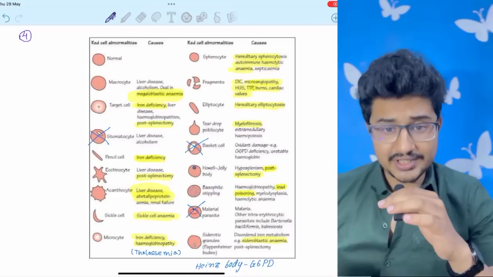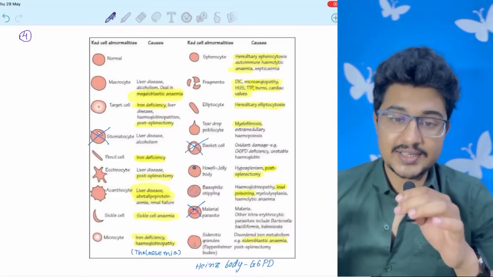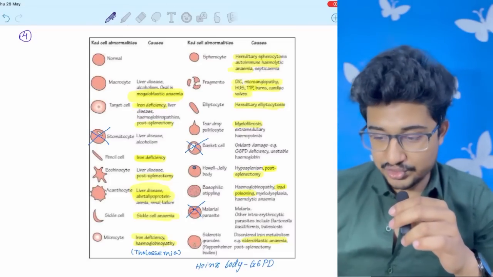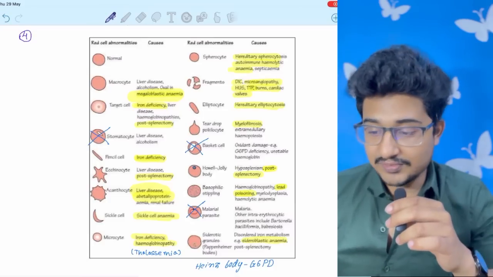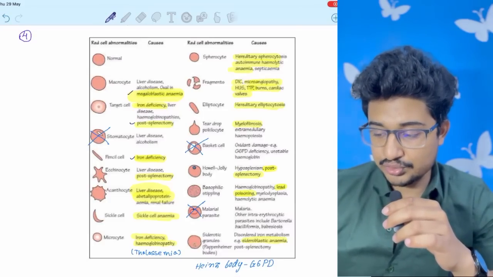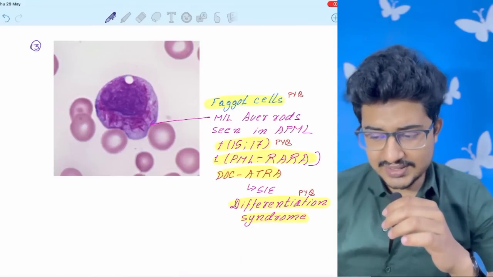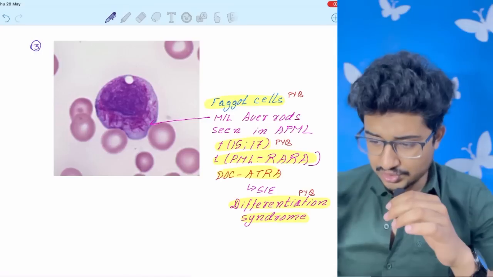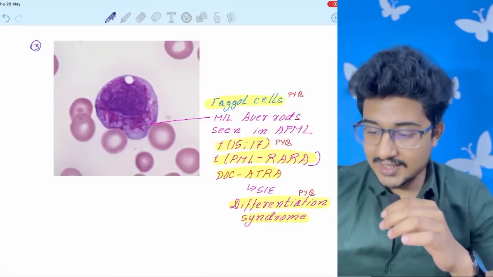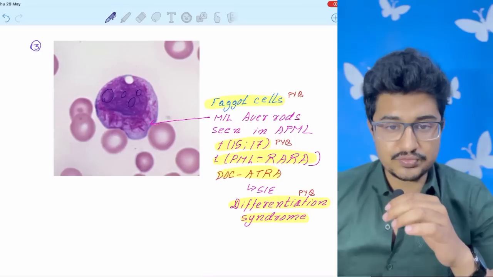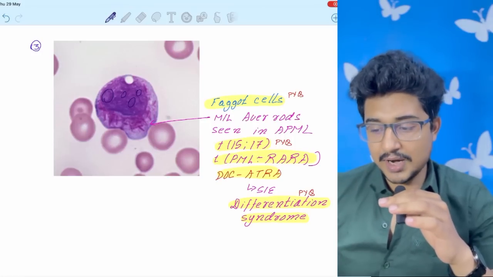This is an important chart which I have included in my PDF and you don't get it in your notes. So all the types of RBC abnormalities and I have highlighted which all you should study. Now let's focus on this image. As you can see a bit of cytoplasm. So this is probably a myeloblast and you can see some nucleoli also, more than 3 to 5 nucleoli. So this is a myeloblast.